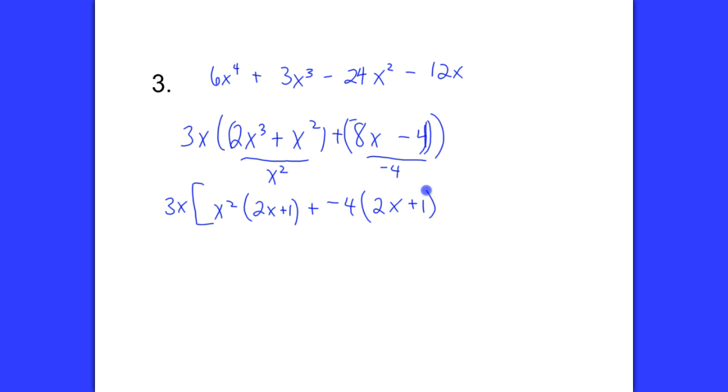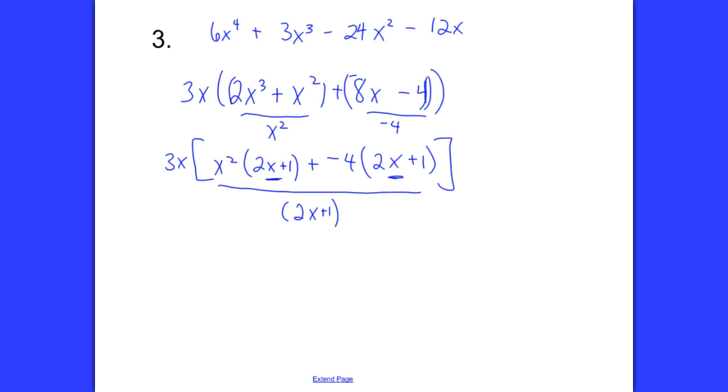Now I have a matching binomial factor right here and here. So now I can factor out that 2x plus 1. Again, we can't forget the 3x. Now we're going to take out the common factor of 2x plus 1, and you're left with x squared plus negative 4, which is the same thing as x squared minus 4.